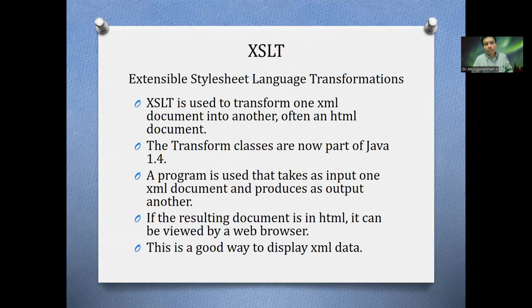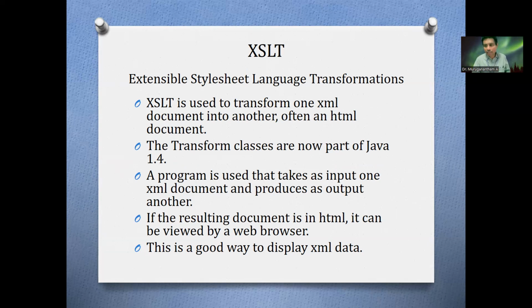The next one is called XSLT. XSLT is nothing but Extensible Stylesheet Language Transformation, which is called XSLT. This XSLT is mainly used if you want to transform one XML document into another document. XSLT is basically used to transform one XML document into another, often an HTML document.